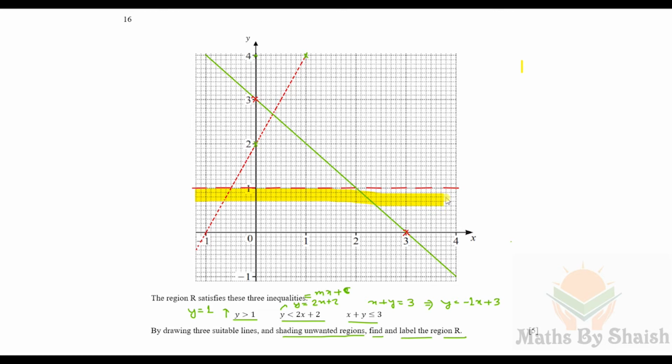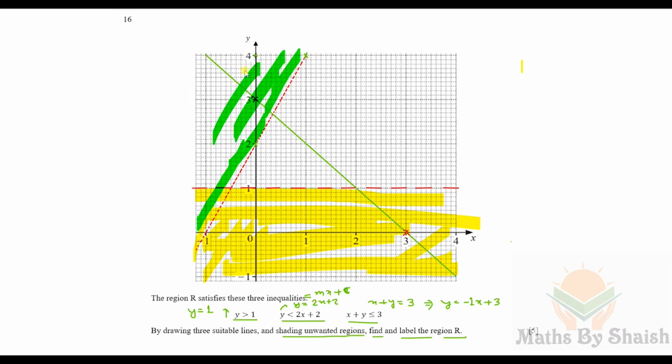This portion is unwanted. And the next one is y less than 2x plus 2. y less than this line means going down from this line. y means vertical direction, going down. So the unwanted region would be up, so we will shade the upper part of it, above this line. This is the unwanted region for y less than 2x plus 2.